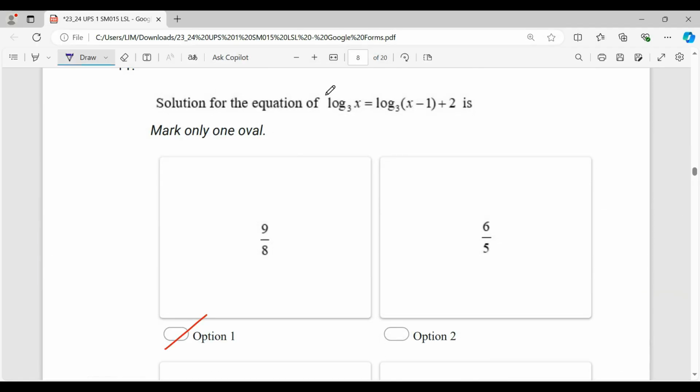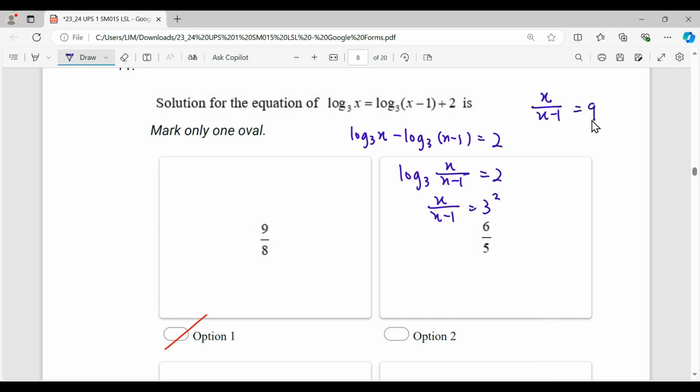Then find the solution for the log equation. As we can see, log base 3, here also has log base 3. We can move it to the left hand side so that it is log minus log. We can operate this to be a single log where it is x over x minus 1. Then we unlog. When we unlog, the base goes to the opposite and becomes the base of the indices, then 2 becomes the power. Therefore, x over x minus 1 will equal 9. We simplify, cross multiply, and we move back. So x will become 9 over 8.